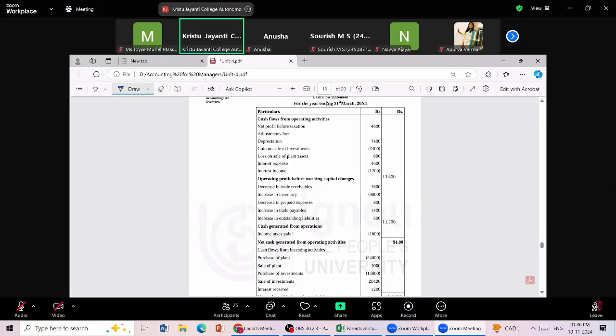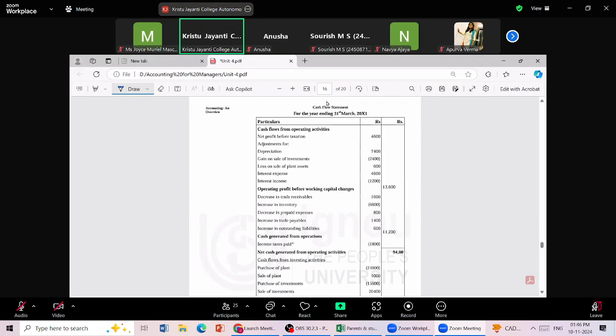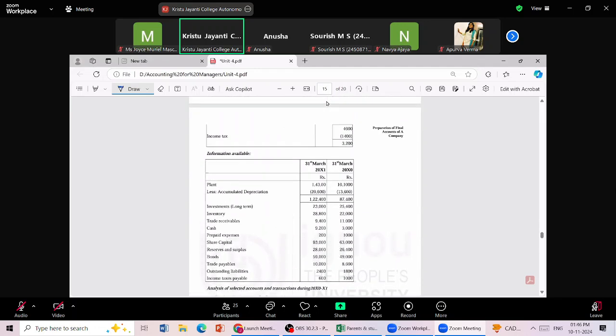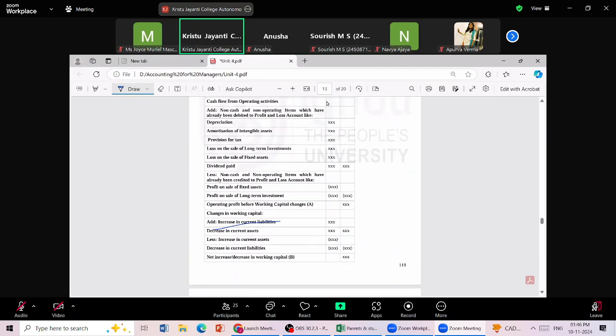Correct. So any increase in an asset you will minus. And you can see the format, what is given in the format. Add increase in current liability, decrease in current asset. Then at the same time you will minus increase in current asset and decrease in current liability. So these are the items, changes in the working capital, you will do in your operating income.